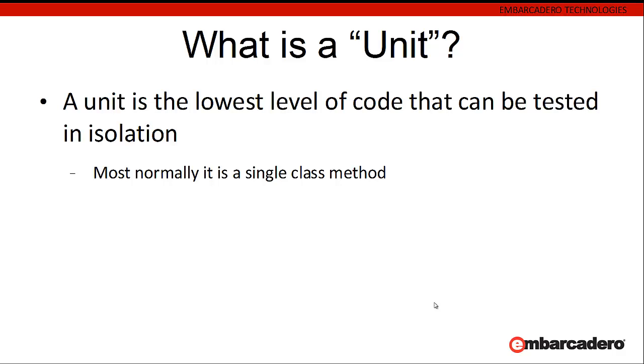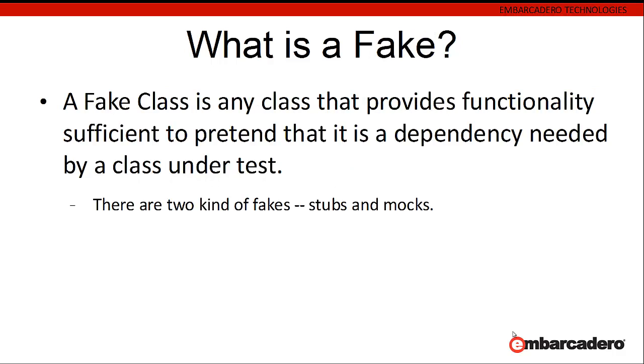We'll use this definition, that is that of a single class method, throughout our demonstrations and the conversations that we'll have today. In addition, we'll be discussing what it means to test a class method in isolation. A little later, we'll be talking about isolation frameworks, or more commonly mocking frameworks. And so we're going to need to know what a fake is. Well, a fake is any class that provides functionality sufficient to pretend that it is a dependency needed by the class under test. There are two kinds of fakes here we're going to talk about: stubs and mocks.